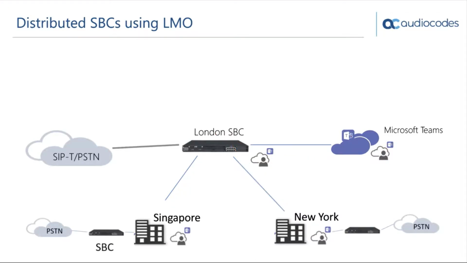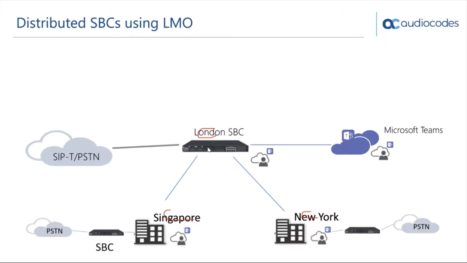There's another way that we can use these topologies as well, and we can then have what we call distributed SBCs. So in this case, you'll see that the remote offices are now more widely dispersed. So we've got an office in New York, an office in Singapore, and then you've got a central site in London. Now, when you've got these kind of scenarios, you really don't want to be sending media all the way from Singapore to London and then go out onto the PSTN.